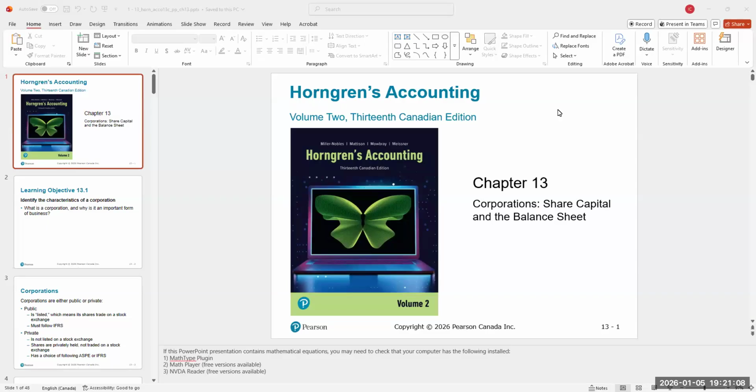Let's start with chapter 13. This course is Principles of Accounting, second part, and we're going to start with chapter 13, which deals with the corporation, how the corporation gets its capital, what they're doing with the capital, and how they're presenting the balance sheet.